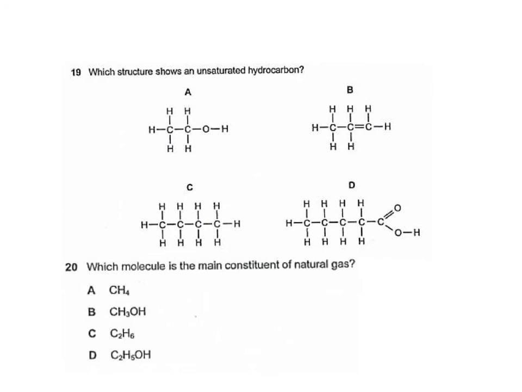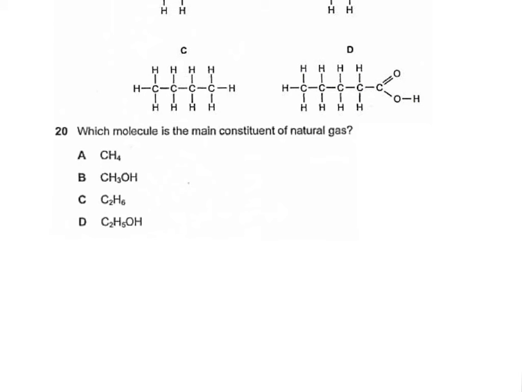Again, an organic question. Question 19. Unsaturated hydrocarbon, we are looking at the carbon-carbon double bond. So the only one with the carbon-carbon double bond is B. Question 20 is a factual question. Natural gas main constituent is definitely methane. Answer A. So there you go. Answers for 2007 MCQ.